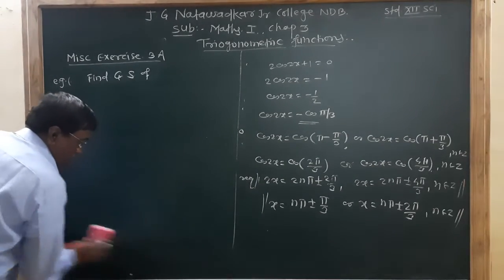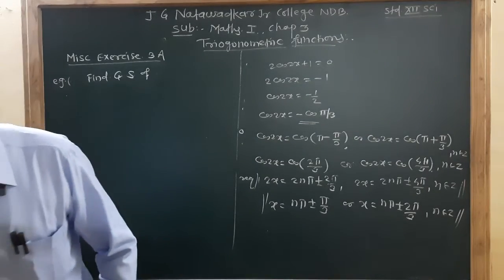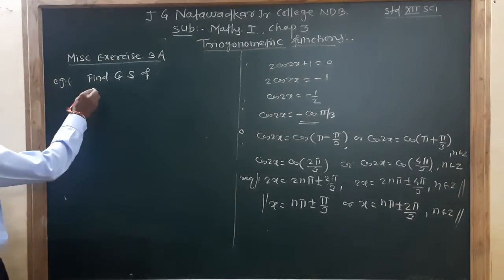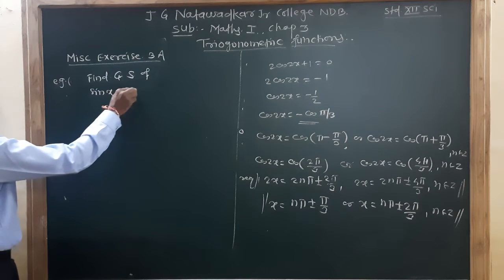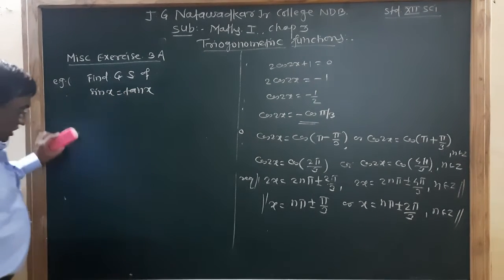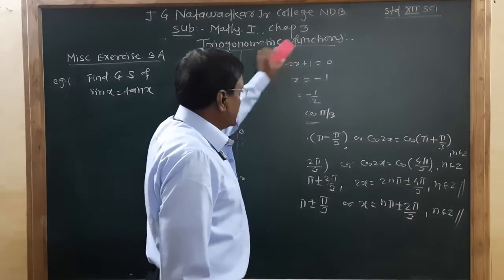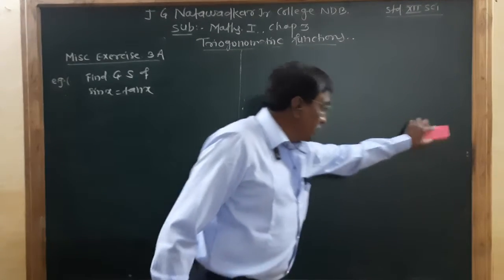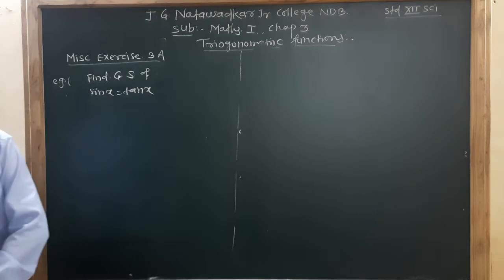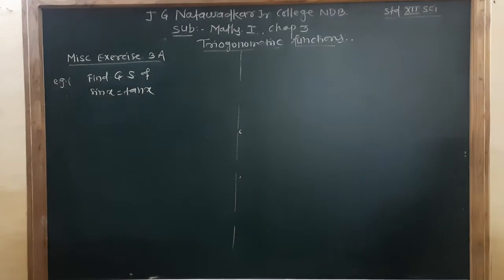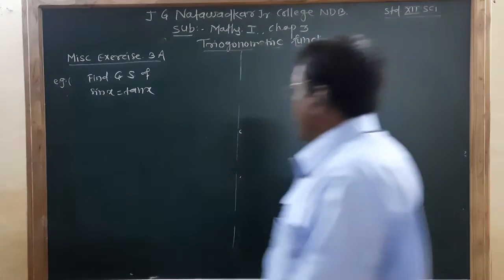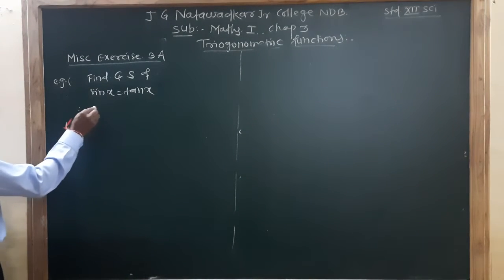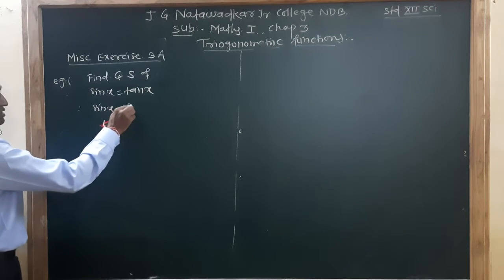Okay, now the next example: find the general solution of sin x = tan x. See, it's simple. Here both ratios are different: one side is sin, the other side is tan. So I will simplify that by writing the value of tan x in terms of sin and cos. You already have this formula: tan θ = sin θ / cos θ. I use this formula and substitute the value of tan θ, therefore sin x = sin x / cos x.